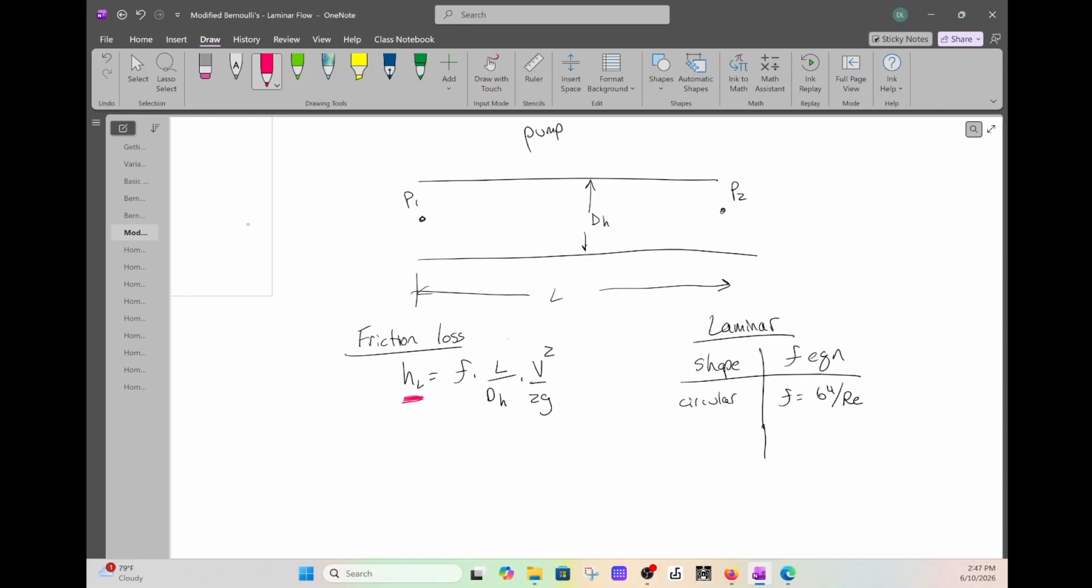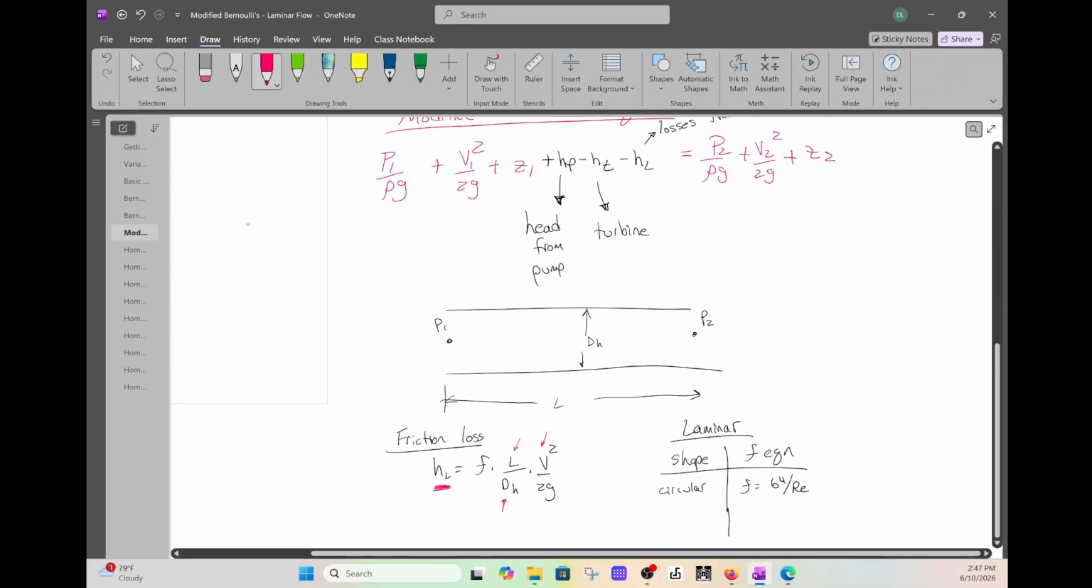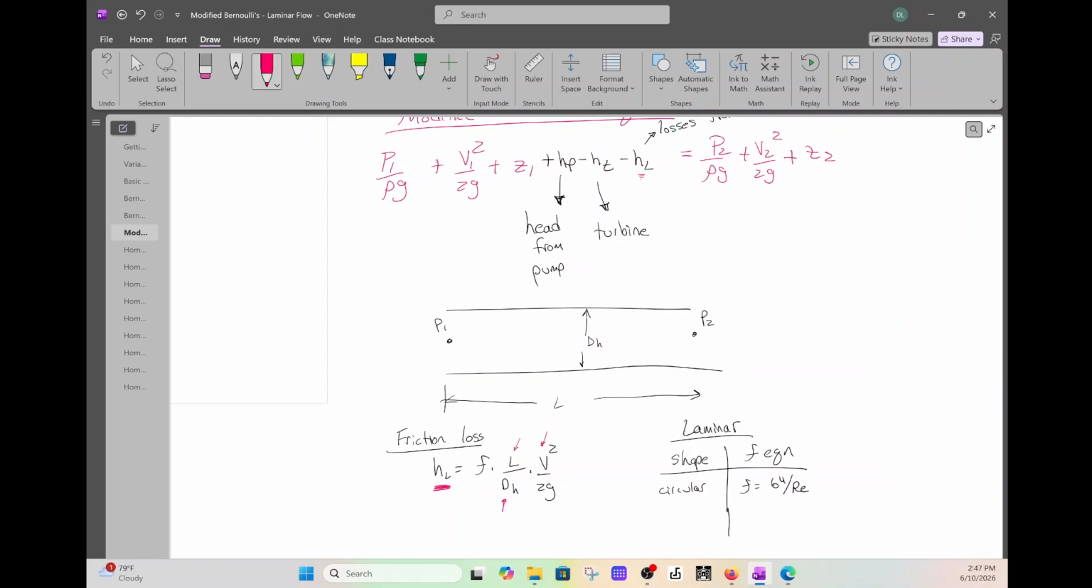L is the length of your pipe. DH is your hydraulic diameter. So if it's circular, then it's just D. V is your velocity of the liquid, and then g is your acceleration due to gravity. So we have HL now, and most of the time we're either going to calculate maybe the power of the pump. So we're going to calculate HP, or we're going to find it. Okay.